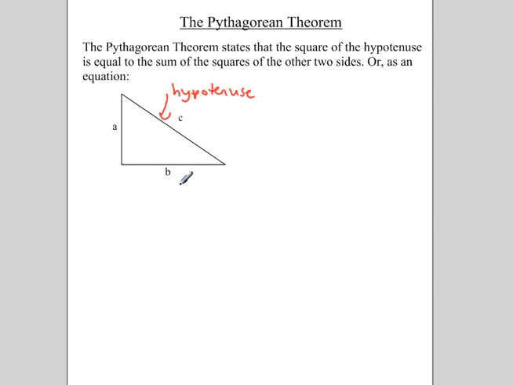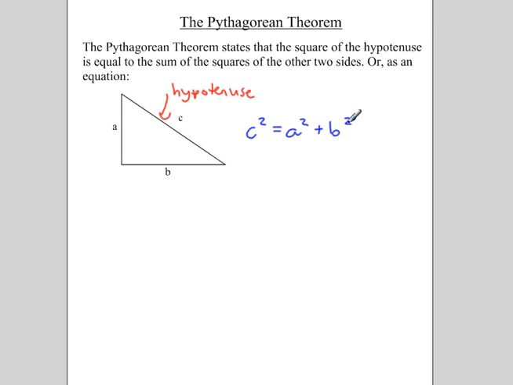A and B, it really doesn't matter if you put A as the height and B as the base, or B as the height and A as the base. The only one that really matters is that C must be the hypotenuse. So the formula for Pythagorean theorem is C squared is equal to A squared plus B squared.